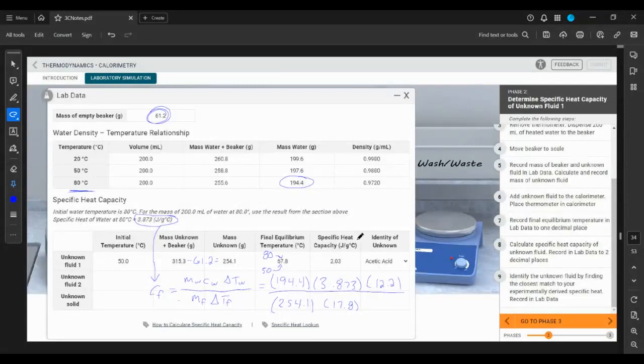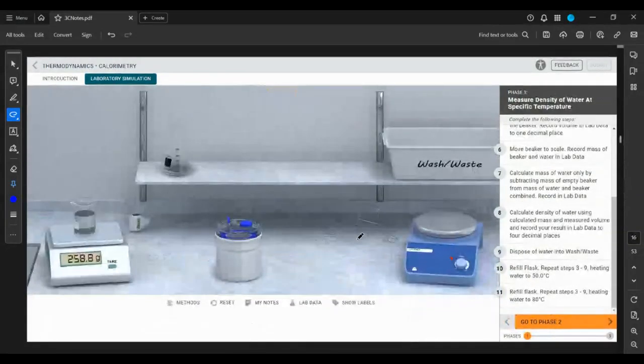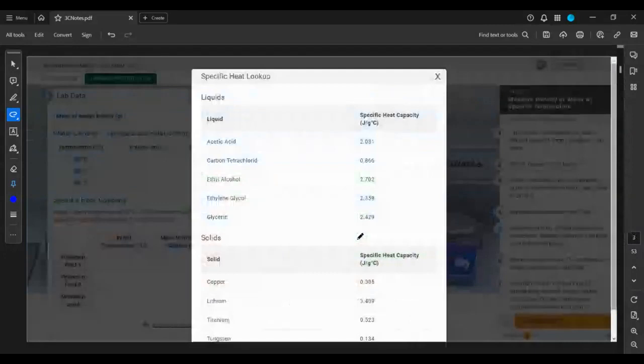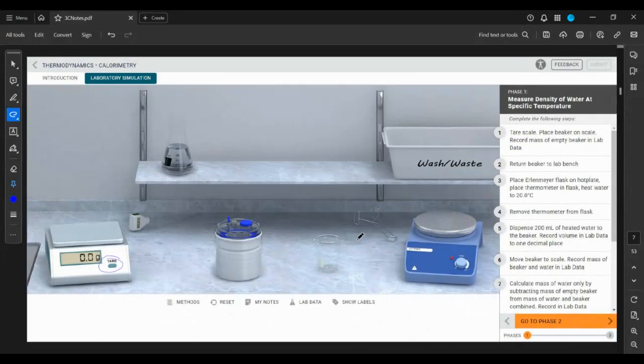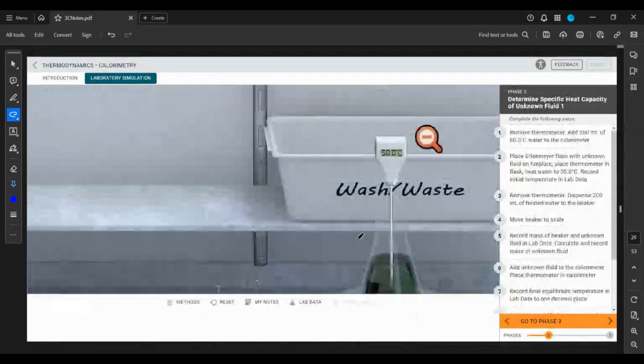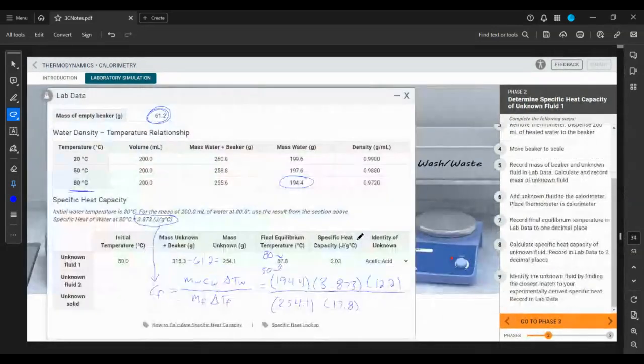We end up getting 2.03, and if we back up and check our previous list, 2.03 is closest to acetic acid, so 2.031. Now, acetic acid is technically vinegar, and it would normally be clear. So I think they just added some color to be confusing so that it wasn't immediately obvious, but that's okay.